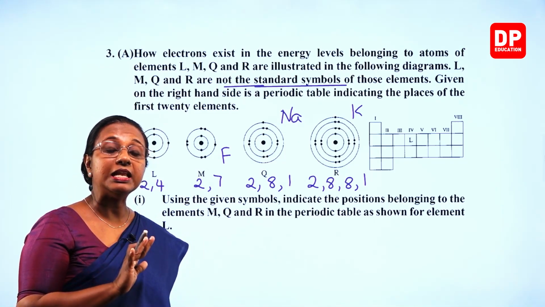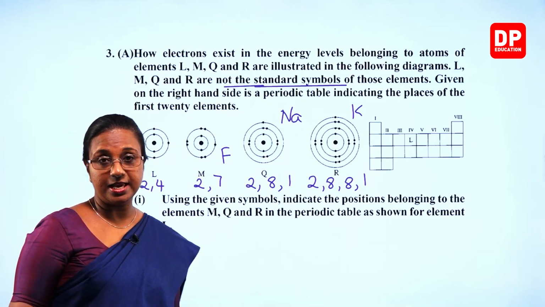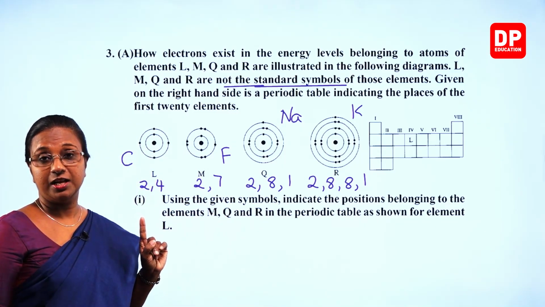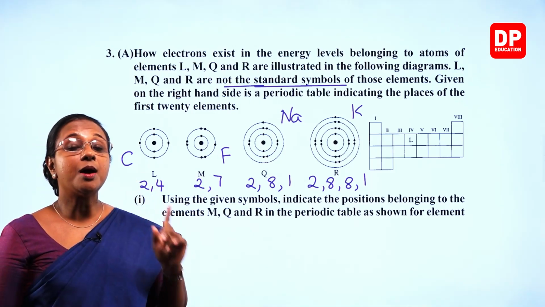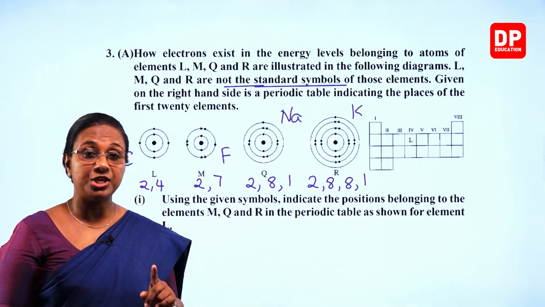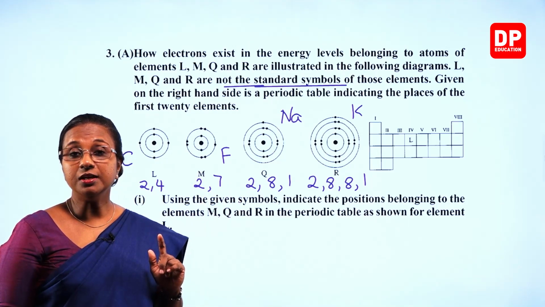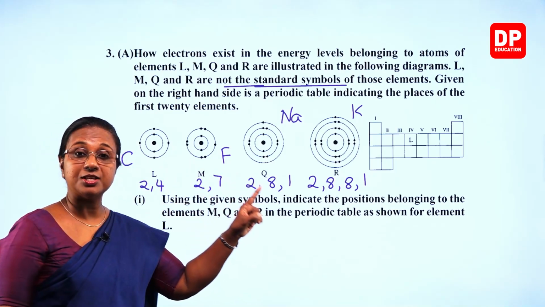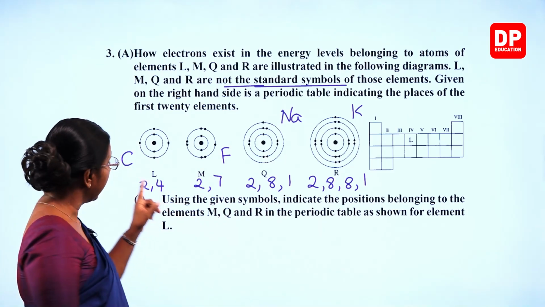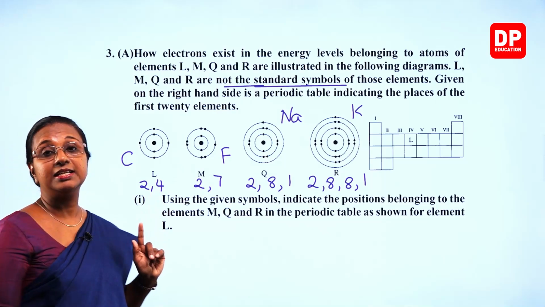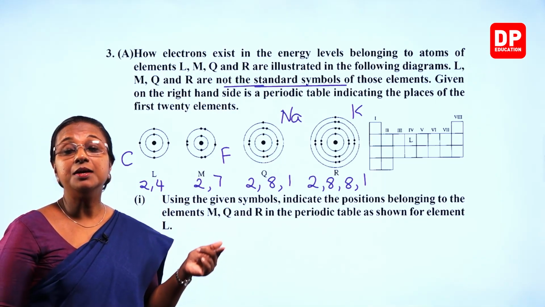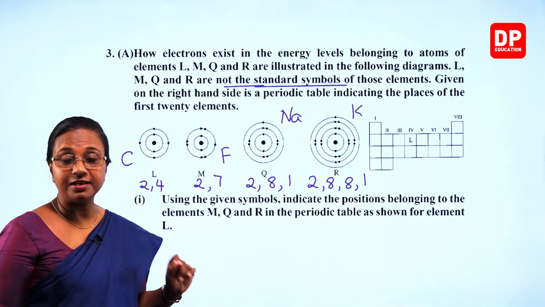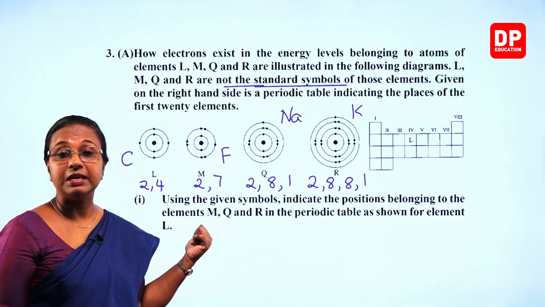Then, how can you relate them to the periodic table? That is based on their electronic configuration. You all know, students, the number of electrons in the valence shell corresponds to the group number. So, here this is 4 electrons. So, this has to be group 4. And the number of shells that contain electrons will be the period. So there are two energy levels or shells containing electrons. So that has to belong to period 2.